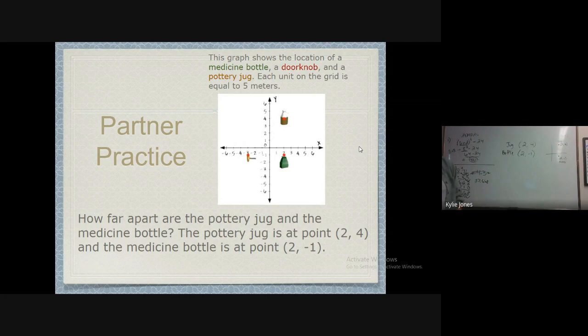3 feet is a yard. I don't know. I think it's like 2.5-ish. I think it's around 2.5.